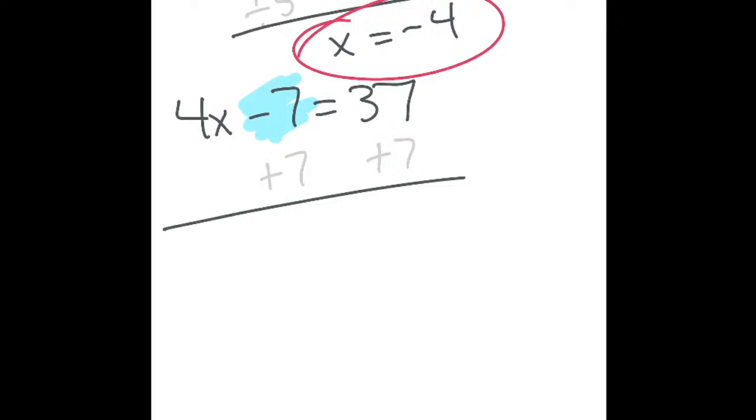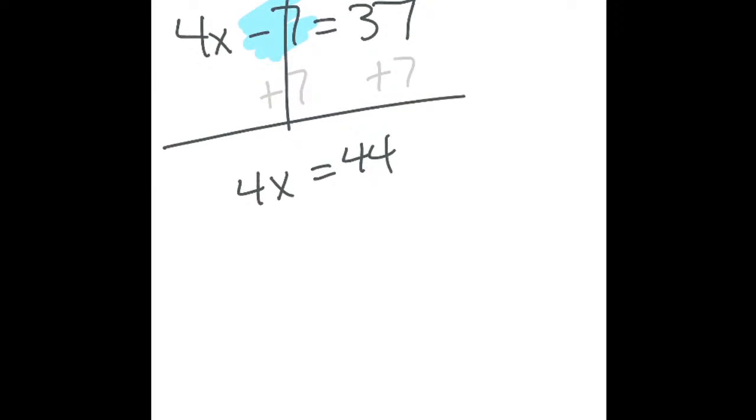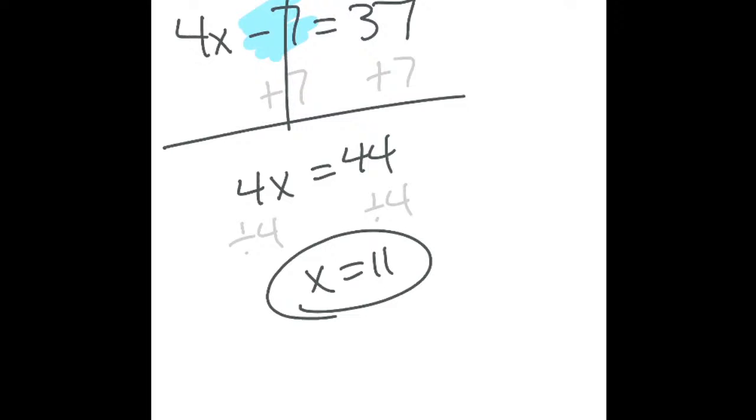Mike, why are you using opposites? Because remember, we're getting rid of the plus minus first, then doing the multiplication and division or whatever else we may have second, okay? Boom. Get rid of that. We're left with 4x over here. 37 plus 7 is 44. Okay? And now, let's divide both sides by 4. So we end up with x equals 11.